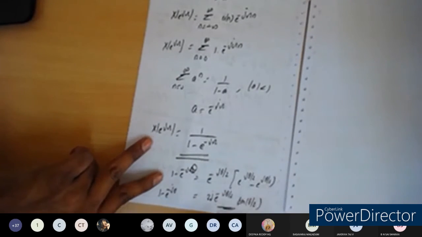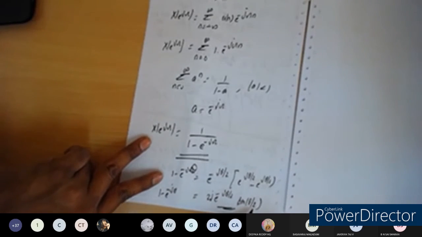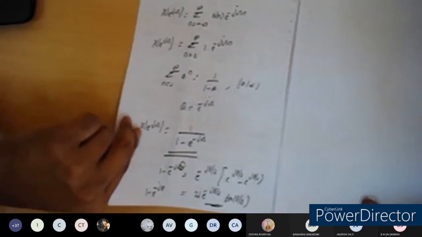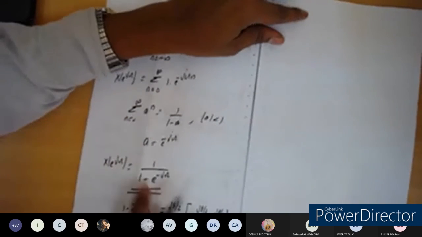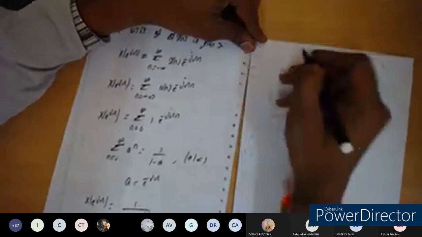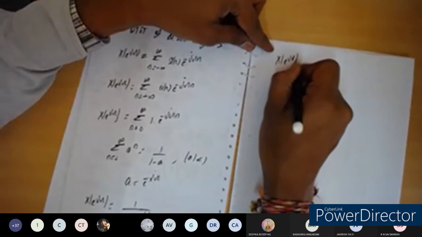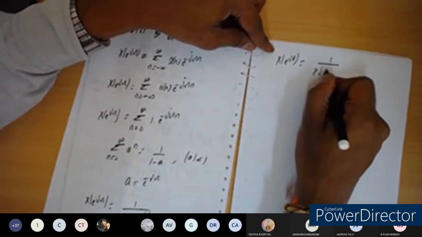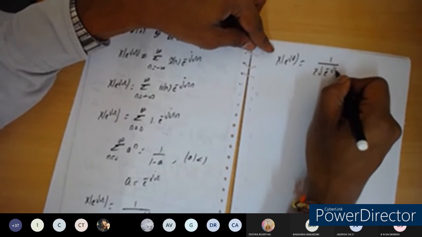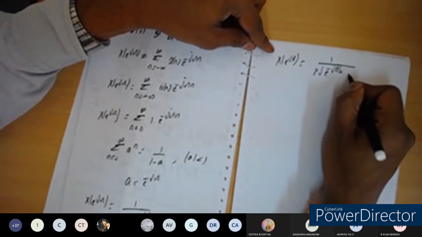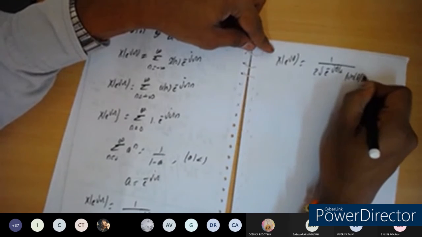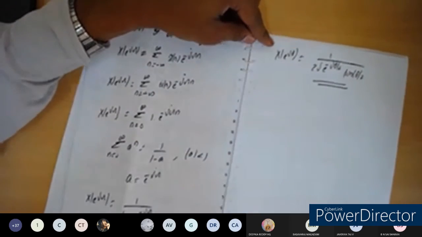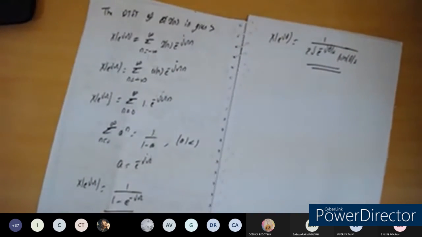By using Euler's expansion formula, we can express it like this: 2j into e to the power of minus j theta by 2 into sine theta by 2. Then let us express this in terms of the sine function. So X of e to the power of j theta will become 1 divided by 2j into e to the power of minus j theta by 2, e to the power of j theta by 2 into sine theta by 2.